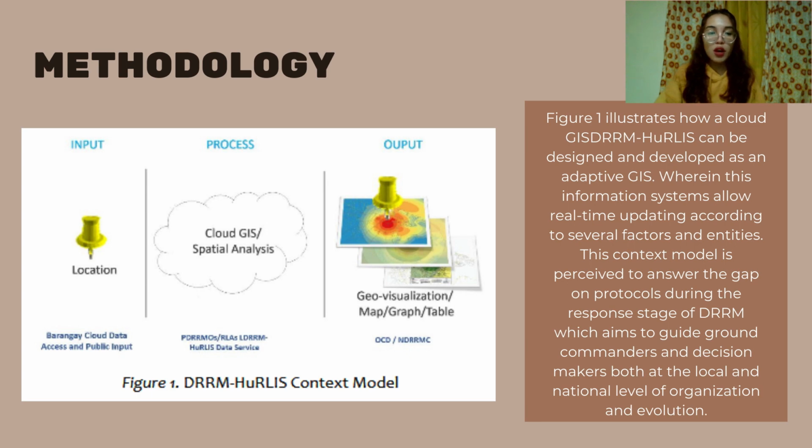Methodology. Figure 1 illustrates how a cloud GIS DRRM HURLIS can be designed and developed as an adaptive GIS, wherein these information systems allow real-time updating according to several factors and entities. This context model is perceived to answer the gap on protocols during the response stage of DRRM, which aims to guide commanders and decision makers both at local and national level of organization and evolution.